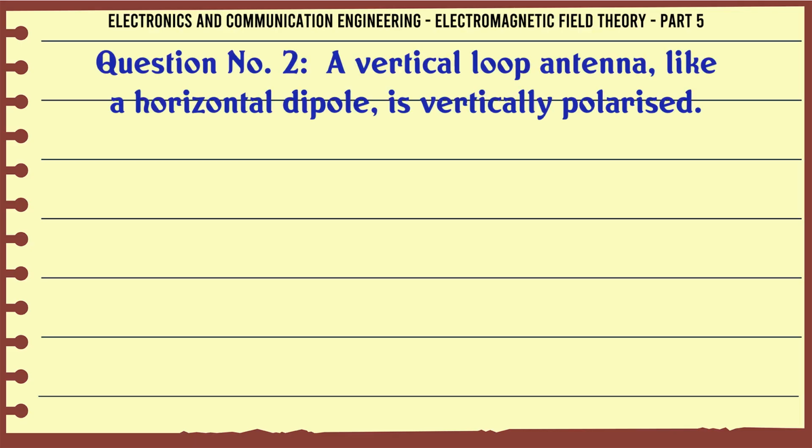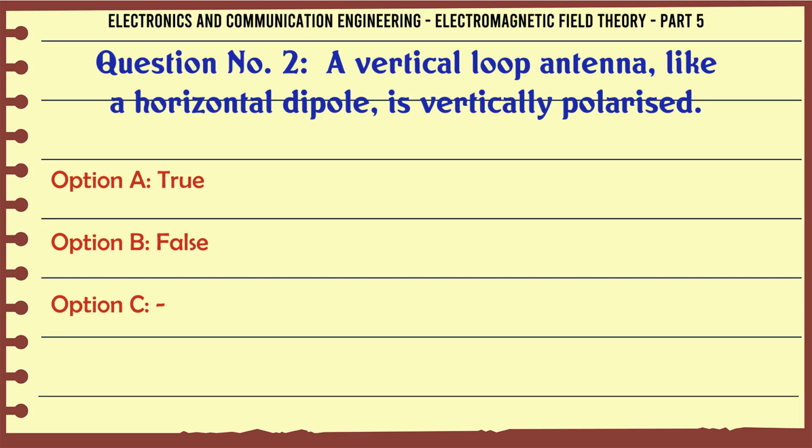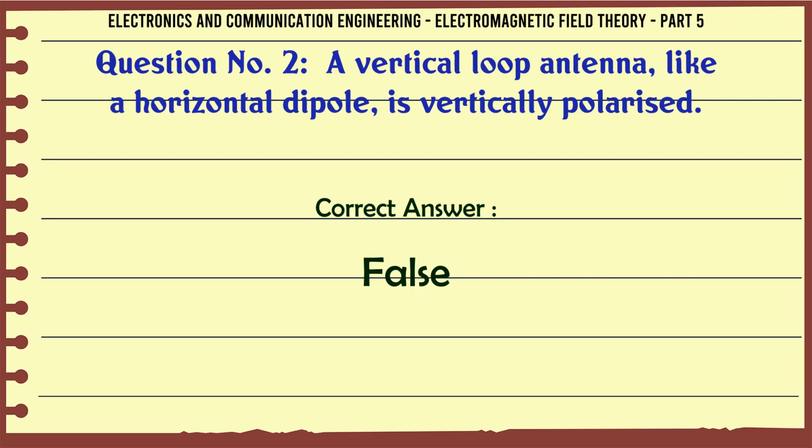A vertical loop antenna, like a horizontal dipole, is vertically polarized. A. True. B. False. The correct answer is false.